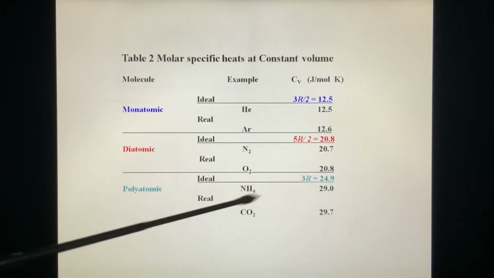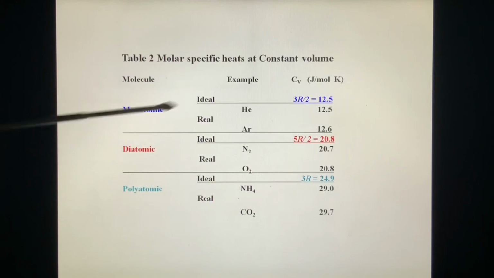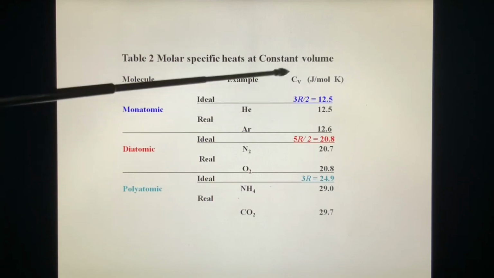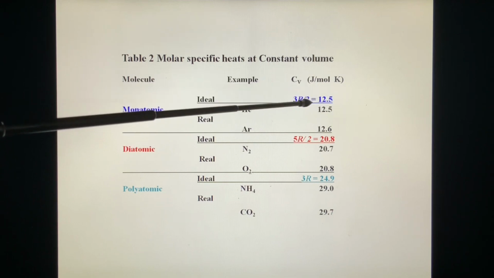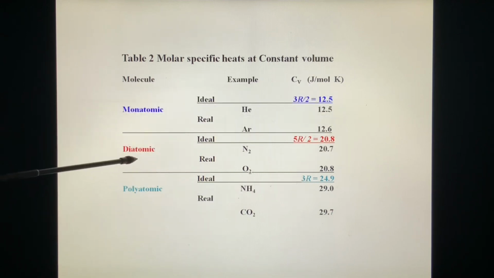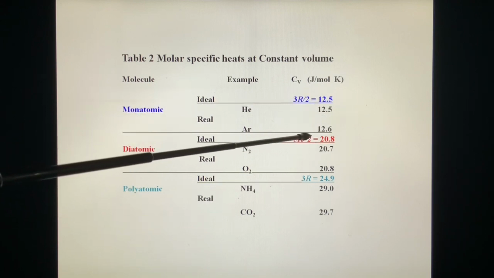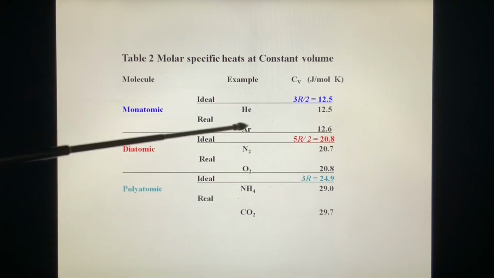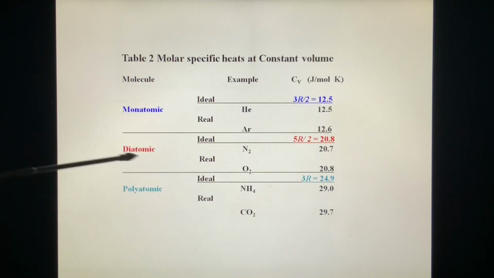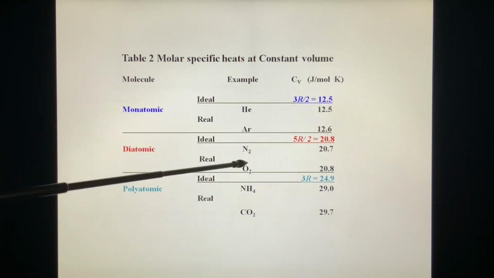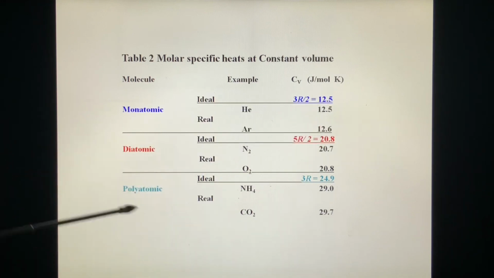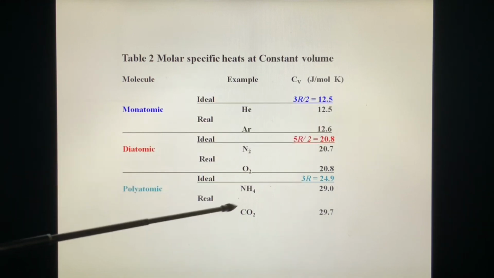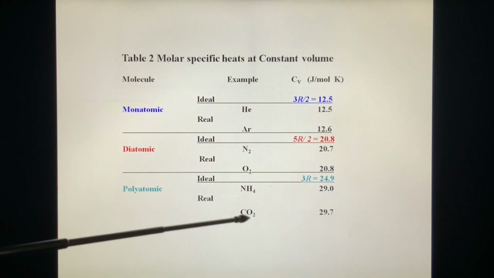This table shows that. For monatomic gases, C_V is 3R over 2. For diatomic, C_V is 5R over 2. And for polyatomic, C_V is 3R. Look at this: helium and argon are almost the same. For diatomic, nitrogen and oxygen are almost the same. For polyatomic, ammonia and carbon dioxide are almost the same.